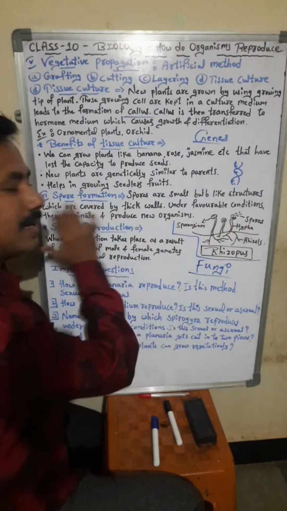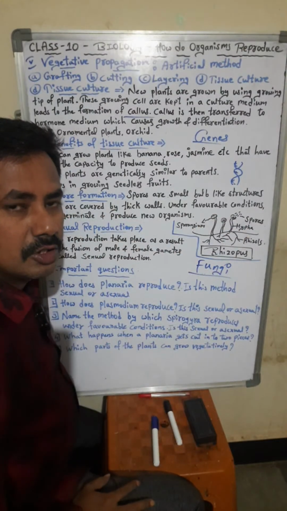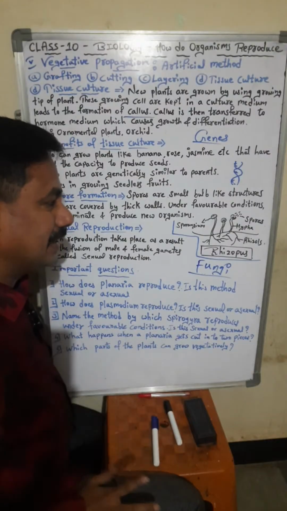So how do they reproduce? By spore formation. Spore formation, we will see in detail.